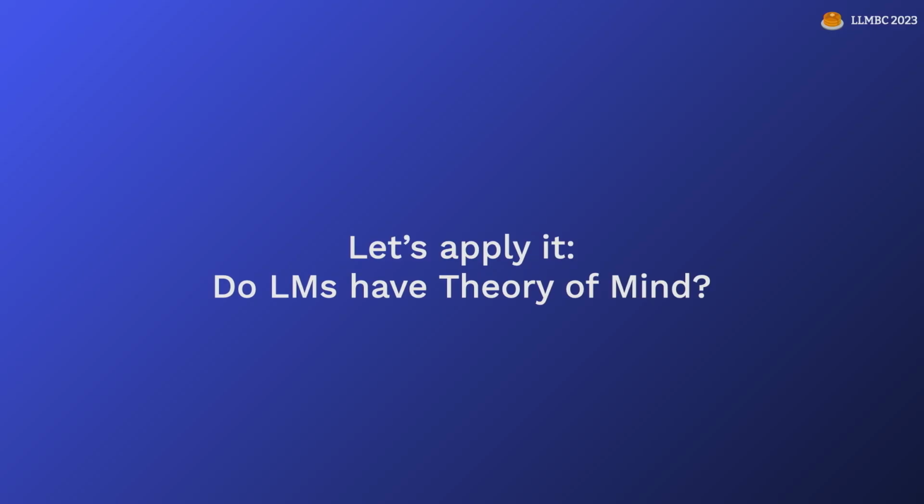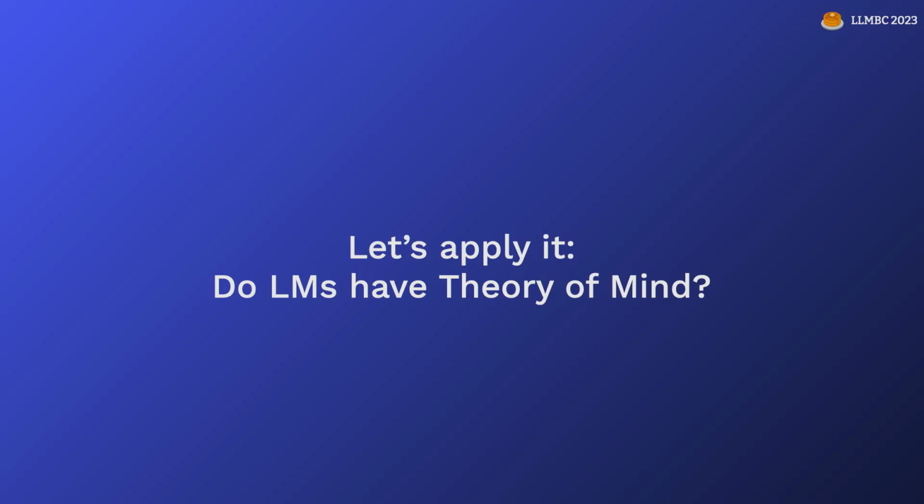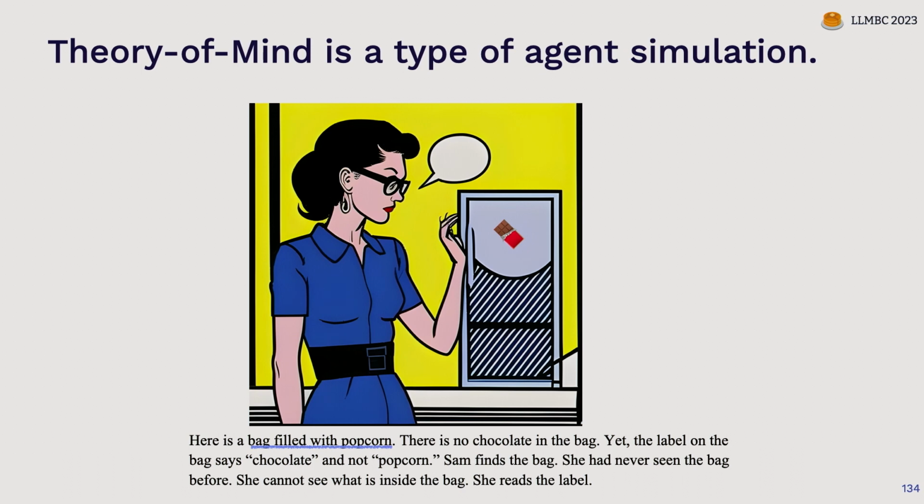Okay, so let's try to apply this to a not so practical problem, which is trying to test whether language models have theory of mind. This was a big controversy when ChatGPT came out. Theory of mind is a type of agent simulation. So a simple example is to give a scenario where you have to understand what the person in that scenario would be thinking. So here's a bag filled with popcorn. There's no chocolate in the bag, but there's a label on the bag that says chocolate and not popcorn. If a person finds the bag and she's never seen it before and can't see inside of it, then what does she think is inside of it?